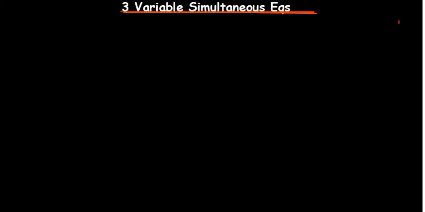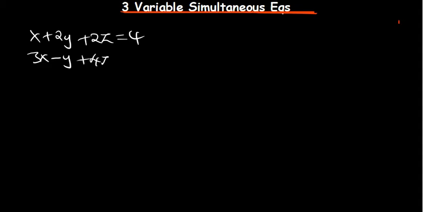Okay, so let's consider x plus 2y plus 2z is equal to 4, 3x minus y plus 4z is equal to 25, and then 3x plus 2y minus z is equal to negative 4. So let's try to solve this one using substitution.